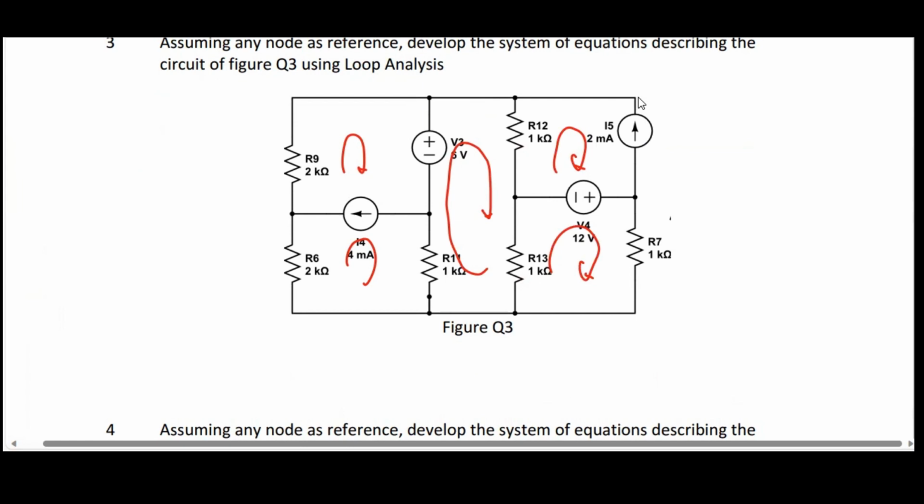I will have a node here, like one, two, three, four, five, six, seven. Loop analysis will be, hey, look at that. So loop analysis will be easy, I think, to use for this one here. No, that'll be longer.